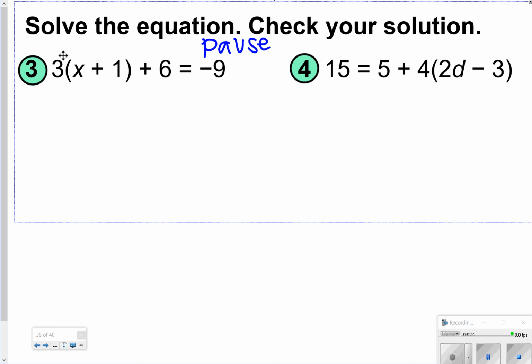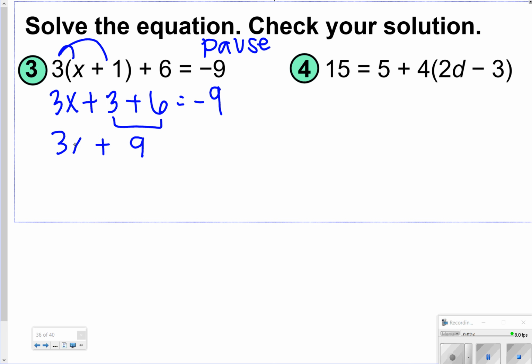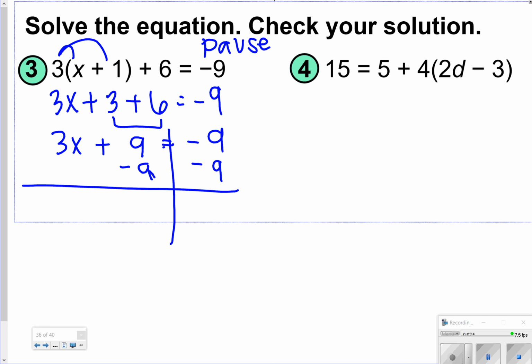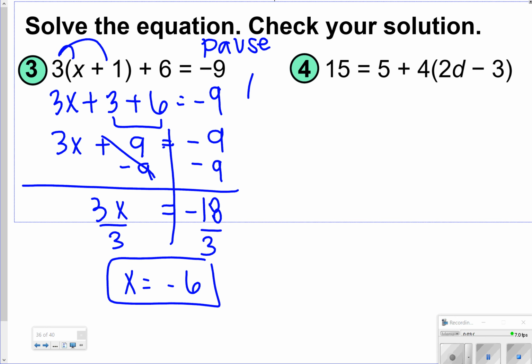So for number 3, we're going to distribute the 3 to the x and the 1. So that means we'll get 3x plus 3, and then plus 6 is equal to negative 9. I'm going to combine these two like terms right here, the 3 and the 6. So that's going to give me 9, still having that plus 3x is equal to negative 9. And then I can go ahead and start my two-step. Subtract 9 from both sides. So I'm going to get 3x is equal to negative 18, and then divide both sides by 3, x is equal to negative 6. Okay?